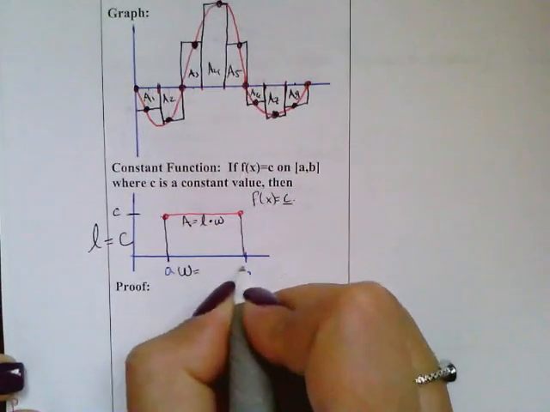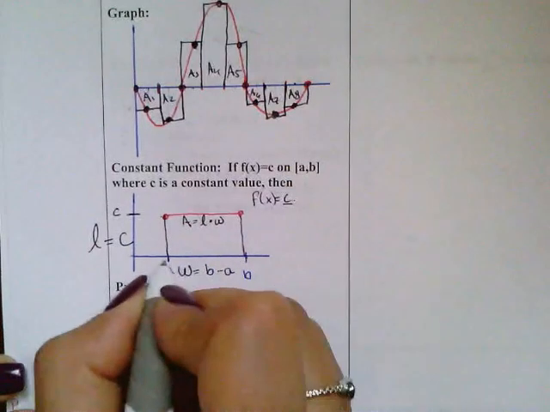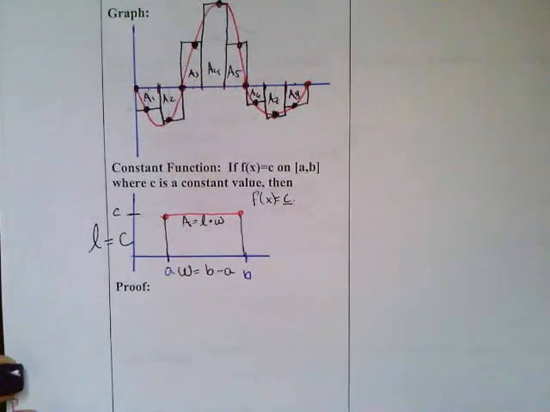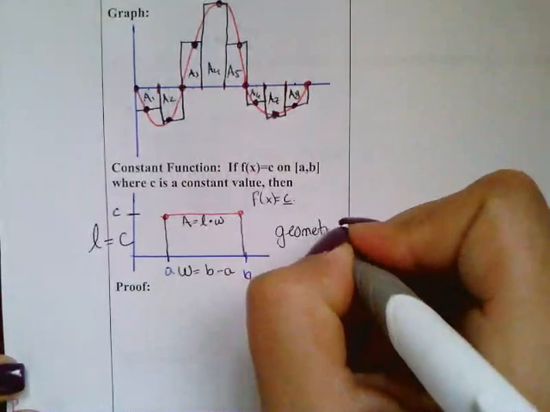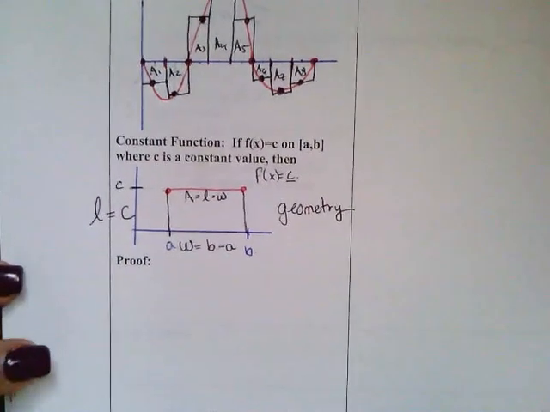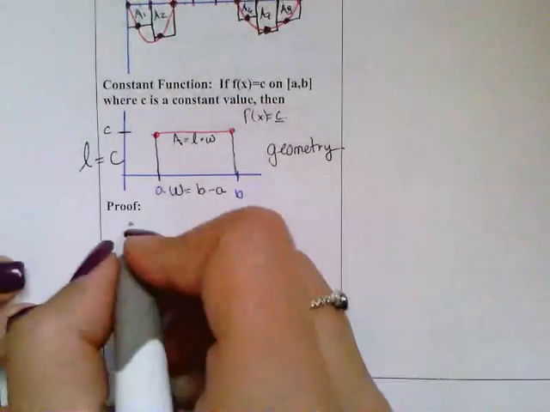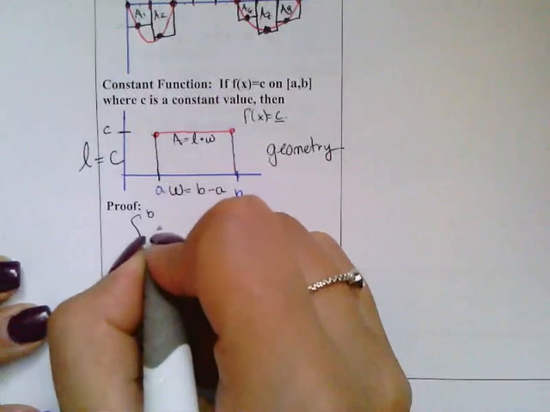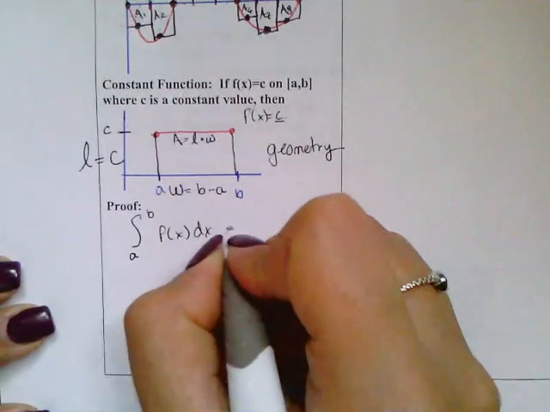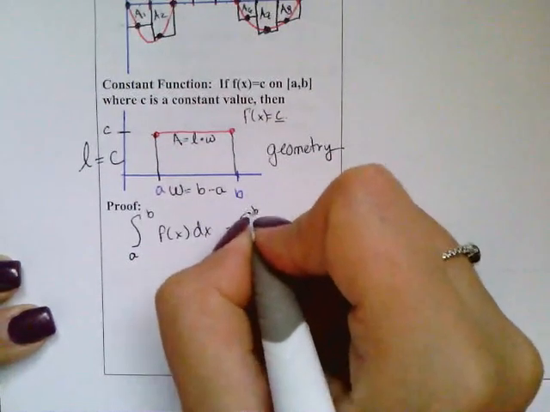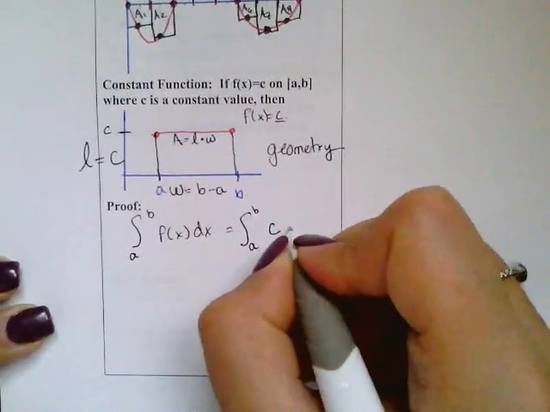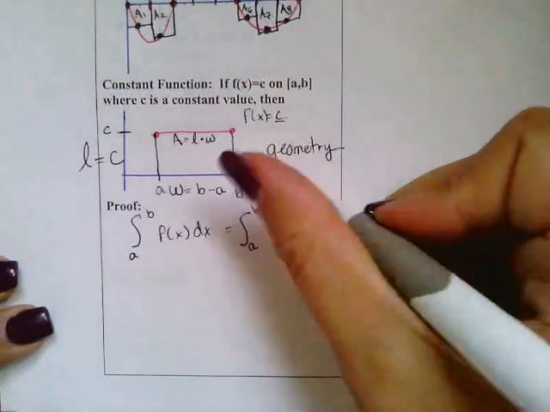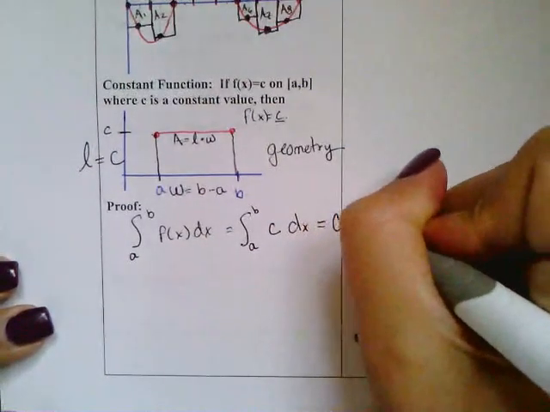Now my width is b minus a, right? You subtract b minus a and you figure out how wide this is. So this is the geometry. Basically, this gives us a proof that says that anytime you have the integral from a to b of f of x dx, where the function is constant, then basically the integral is just going to be c times b minus a.